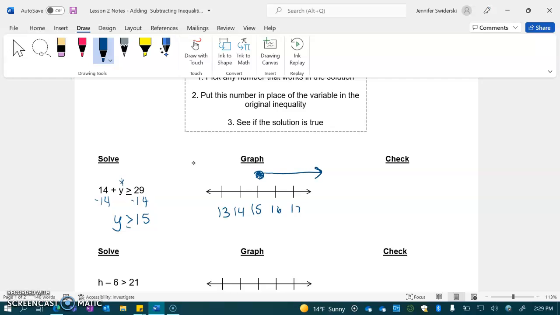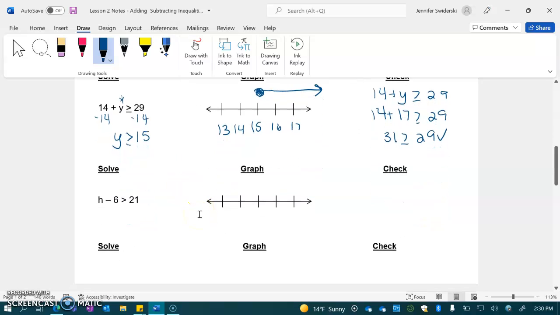To check, we're going to rewrite that original inequality. 14 plus y is greater than or equal to 29. Pick a point. I'm going to say 17. Is 14 plus 17 greater than or equal to 29? Well, I know 17 plus 14 would be 31. Is 31 greater than or equal to 29? Yes, so that statement is true.